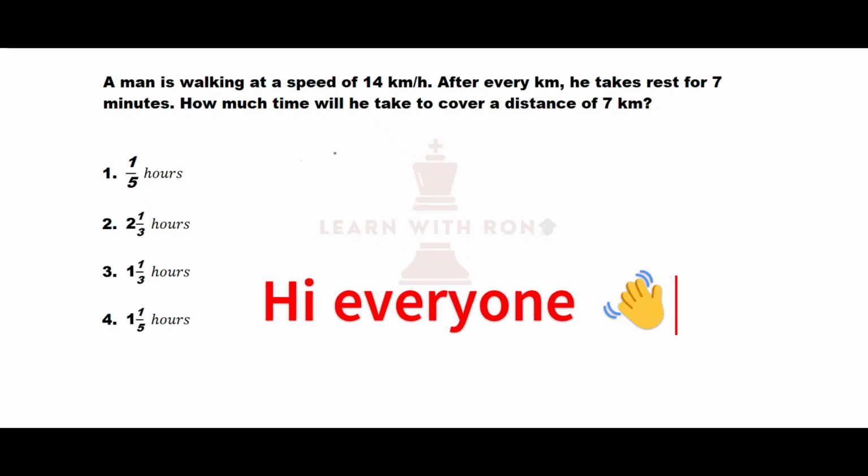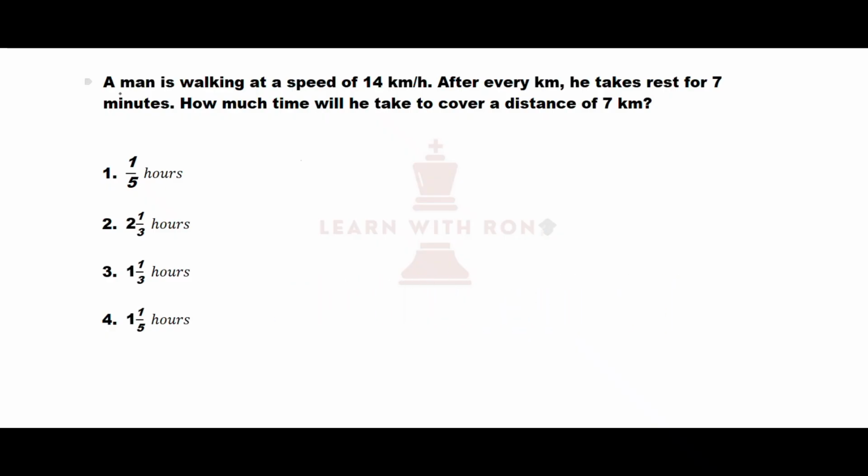Hi everyone, let's see your first question here. Here they have given a man is walking at a speed of 14 km per hour. After every kilometer, he takes rest for 7 minutes. Means for every kilometer he travels, he takes rest for 7 minutes. We need to find how much time will he take to cover a distance of 7 kilometers.